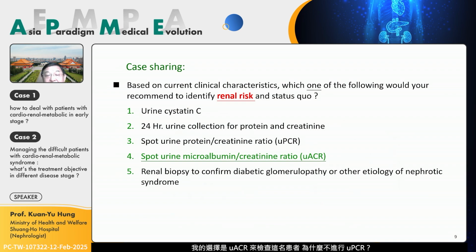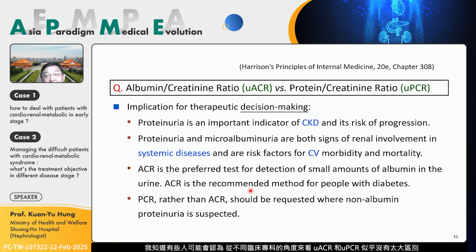Why not the urine PCR? I know that some of you may have the idea, or we have ideas from different clinical specialties, that urine ACR and urine PCR seem like the same. There is a fixed ratio of around 5.5 between these two items. So some may say that these two items are not quite different. But as I show you here, this is information coming from Harrison's textbook. In checking ACR and PCR, there is indeed a difference between these two.